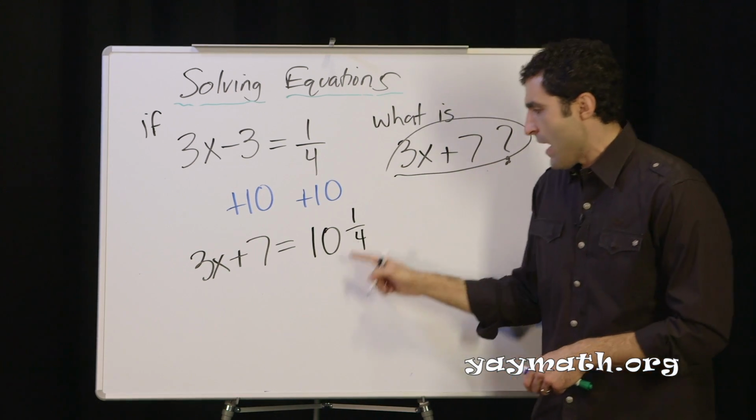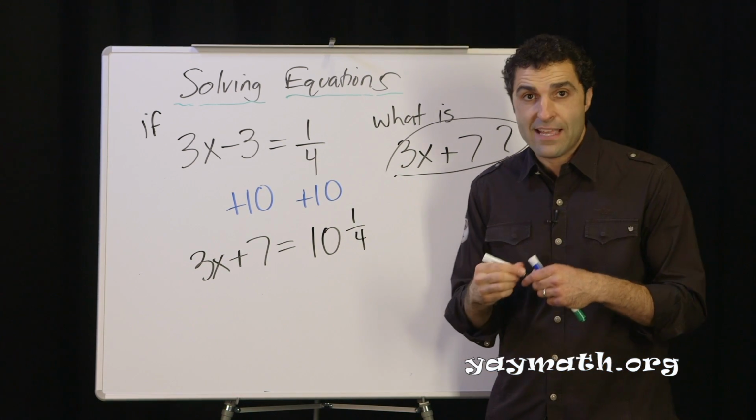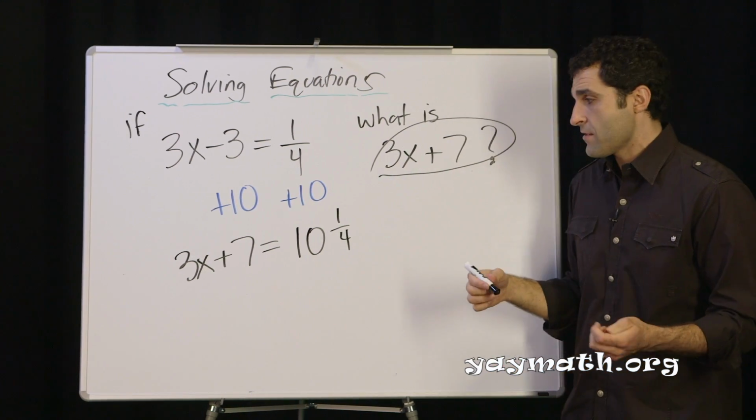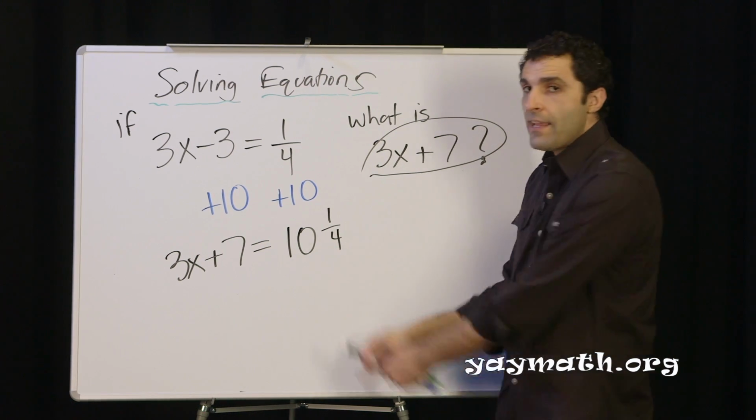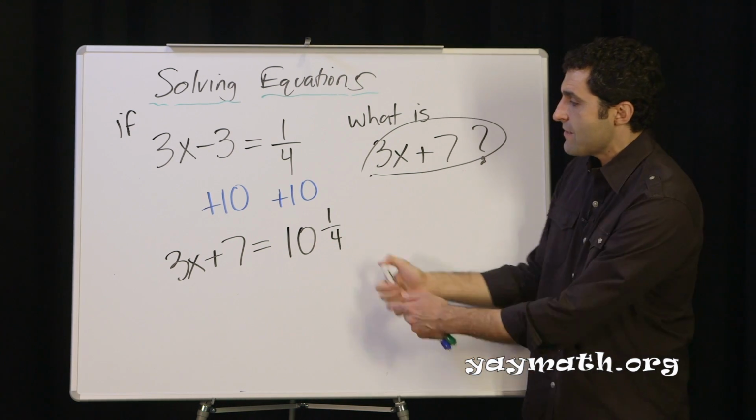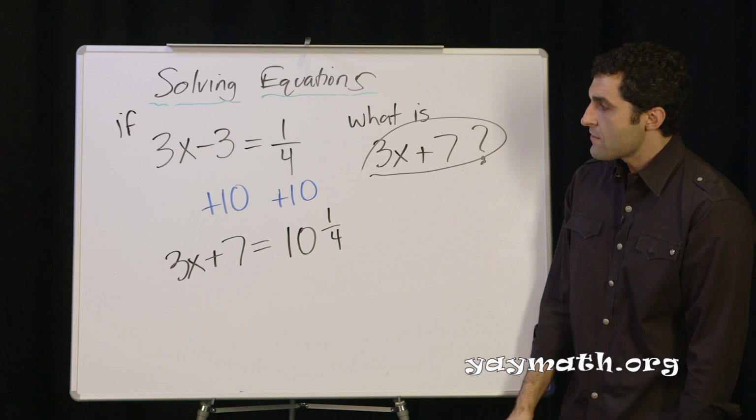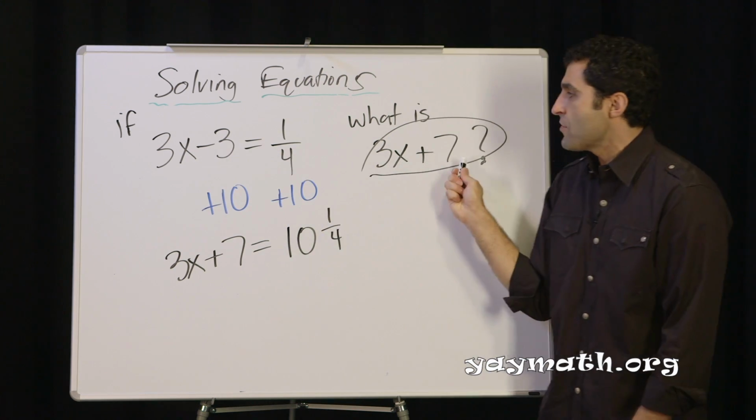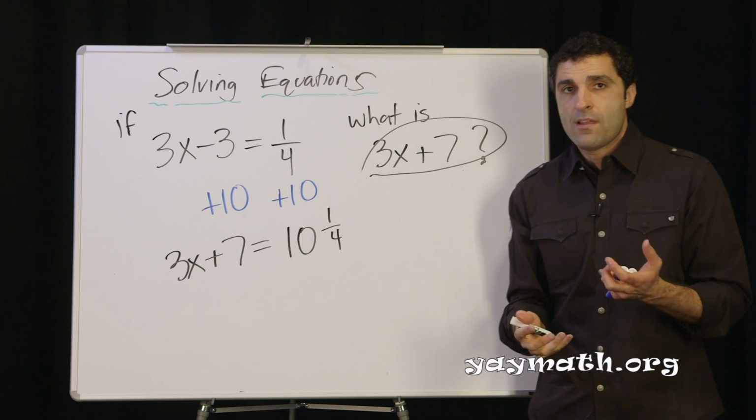10 for me and 1/4 for my friend at the house, because I'm generous. And this is the answer. That's it. 3x plus 7 is 10 and 1/4. Simply by understanding the link between these two and using this concept of balance.